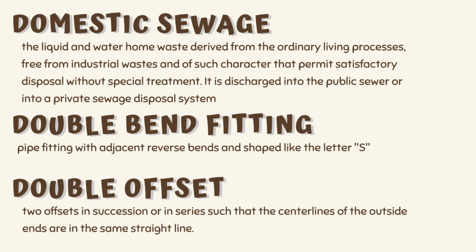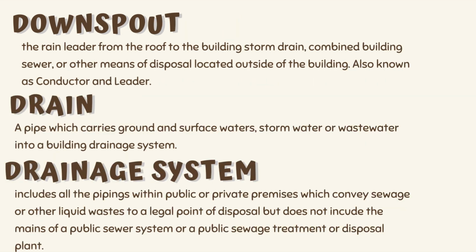Downspout. The rain leader from the roof to the building storm drain, combined building sewer, or other means of disposal located outside of the building. Also known as conductor and leader. Drain. It is a pipe which carries ground and surface waters, storm water or wastewater into a building drainage system.